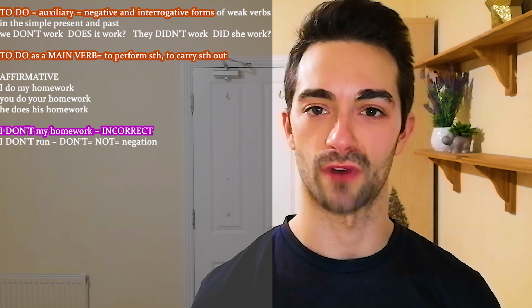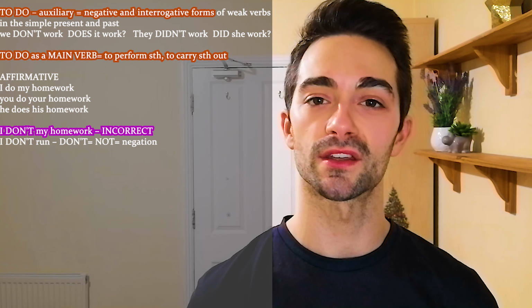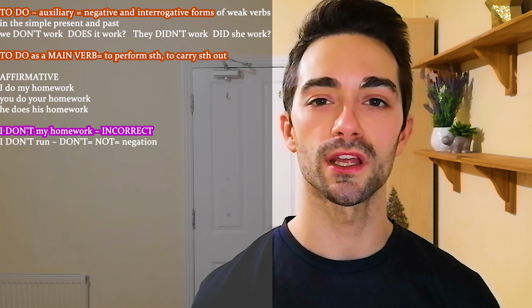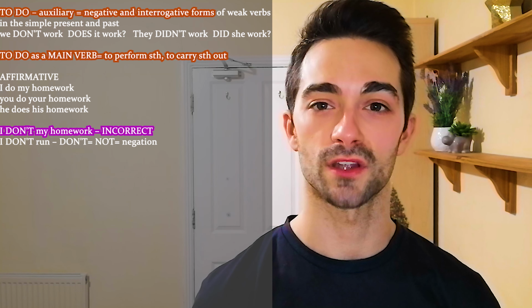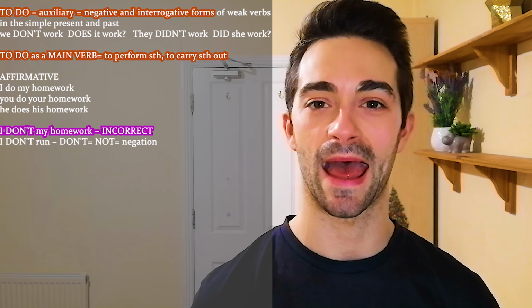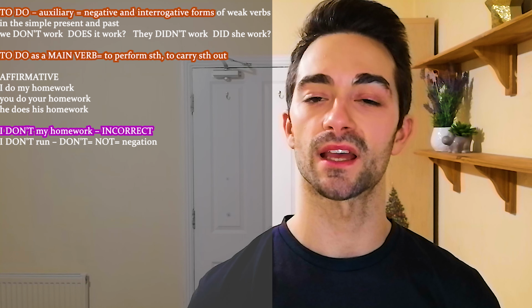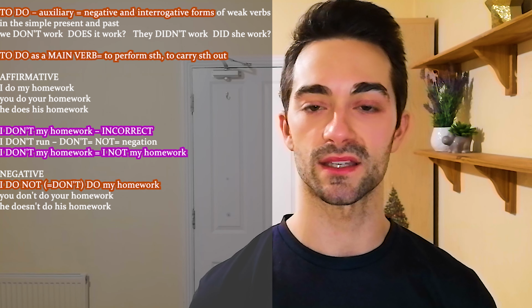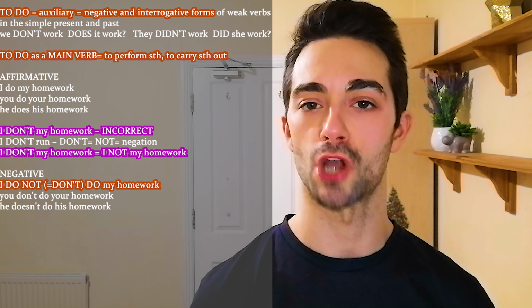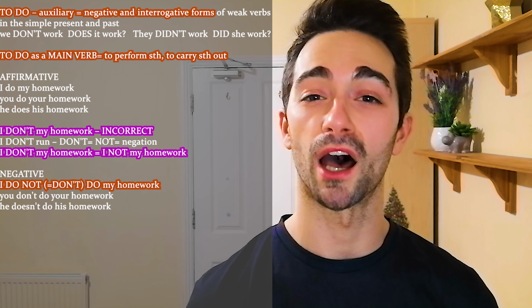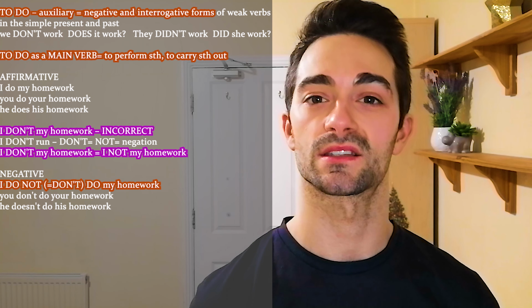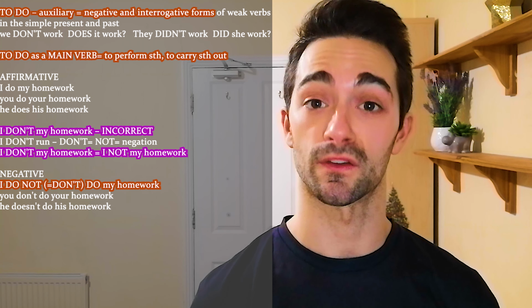If I say I don't run, which is correct, we can see that the auxiliary verb don't only conveys the idea of the negative, so mentally we can see don't as not. So if I say I don't my homework, I'm basically saying I not my homework, but the main verb is missing, so what am I doing to my homework? Because of that, we need to say I don't do my homework. I know it sounds like a repetition, but that's the only way that we have in English to convey the negative of the verb to do as a main verb.